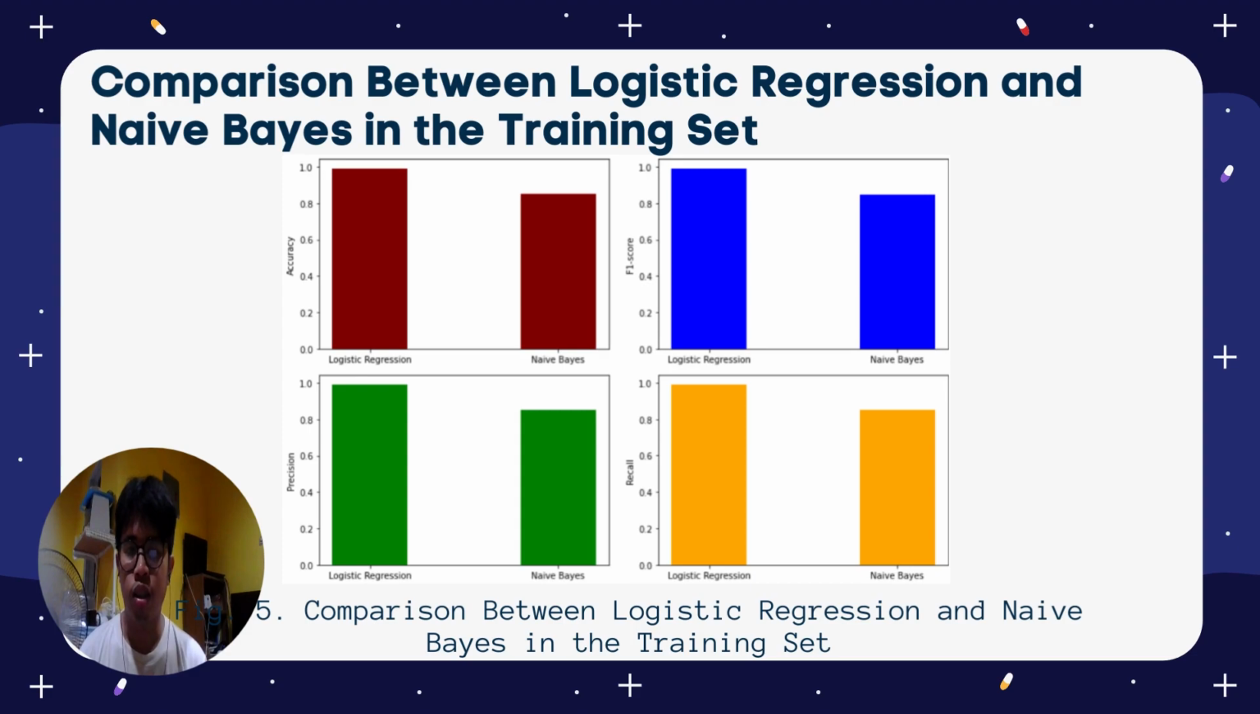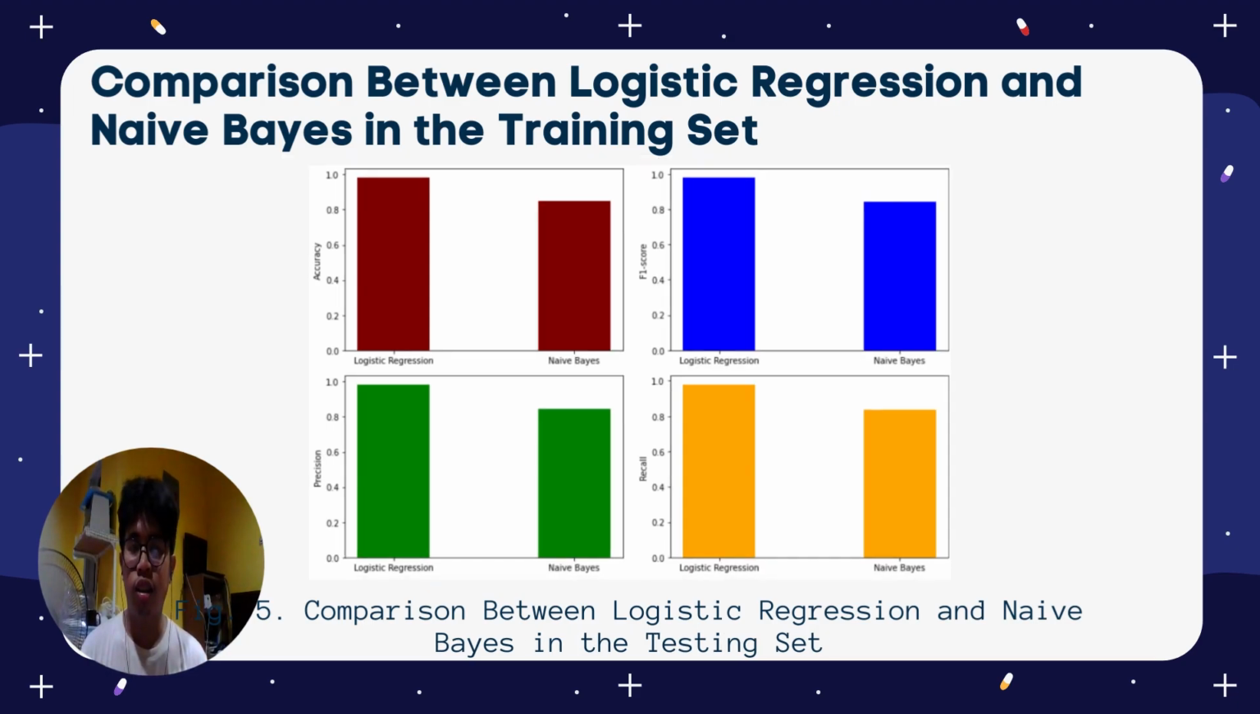When comparing the two models on the training set, logistic regression had gained a higher score in all metrics than naive Bayes. Logistic regression also gained a higher score than naive Bayes in all metrics in the testing set.